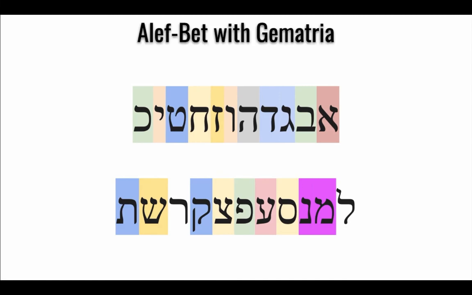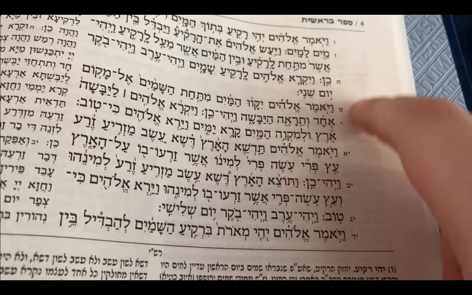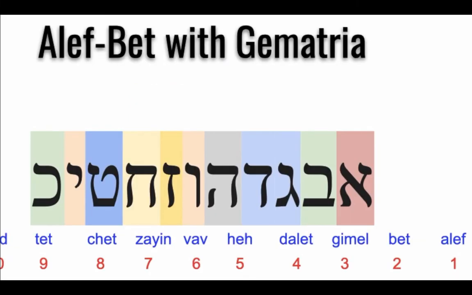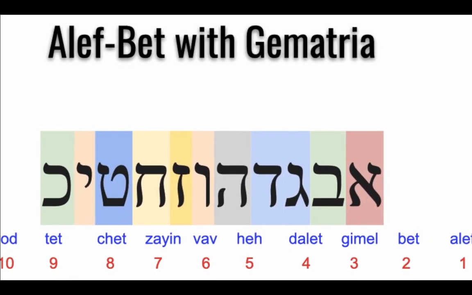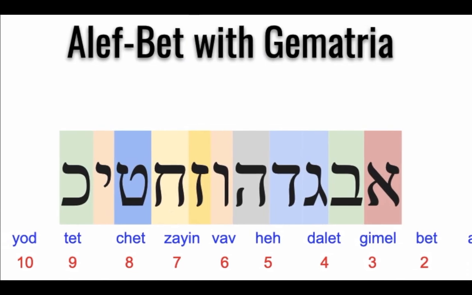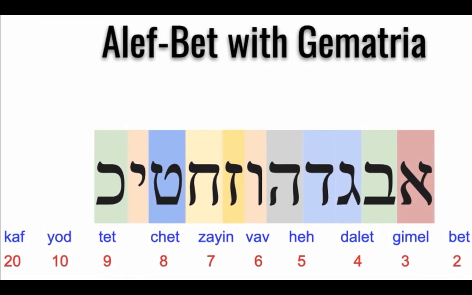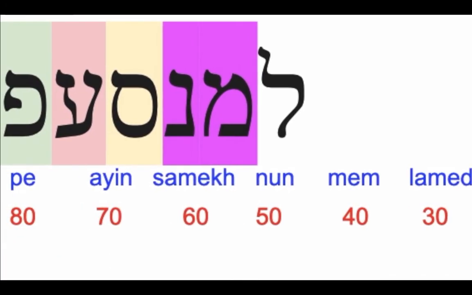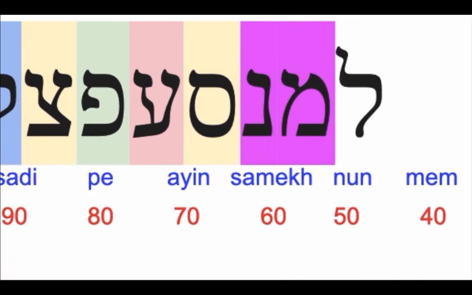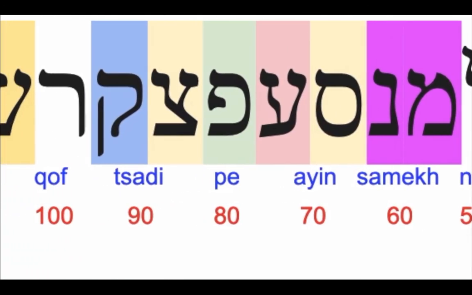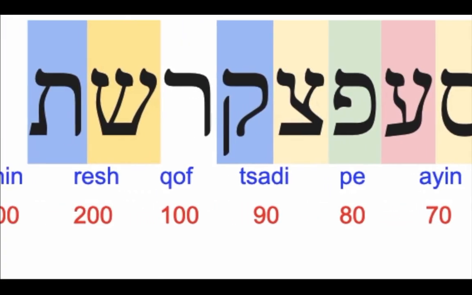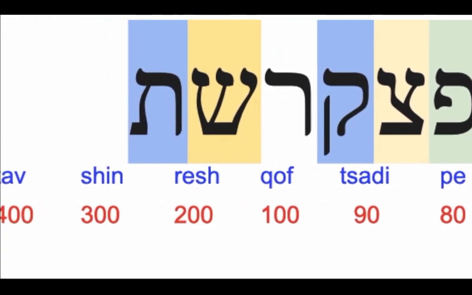The Alef-Bet has this thing called a Gematria, where each letter has a numerical value. So if you see a letter by itself, it could be used to represent the number verse of a particular passage as follows. So Aleph has a value of 1, Bet 2, Gimel 3, Dalet 4, He 5, Vav 6, Zayin 7, Chet 8, Tet 9, Yod 10, Kaf 20, Lamed 30, Mem 40, Nun 50, Samech 60, Ayin 70, Pe 80, Tsadi 90, Kof 100, Resh 200, Shin 300, and Tav 400.